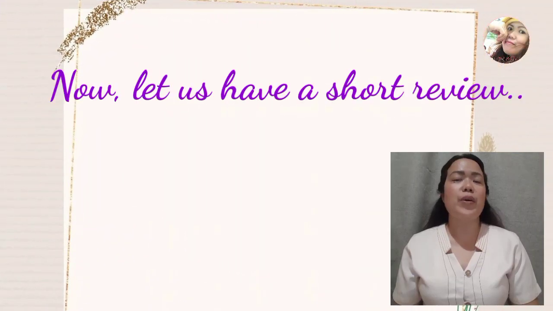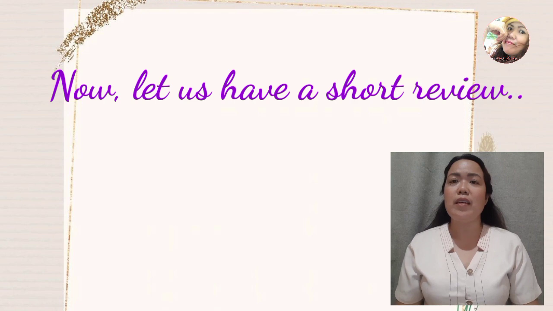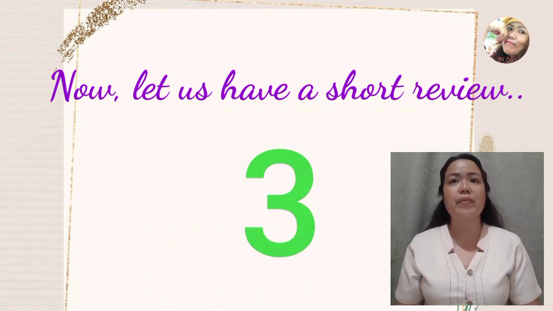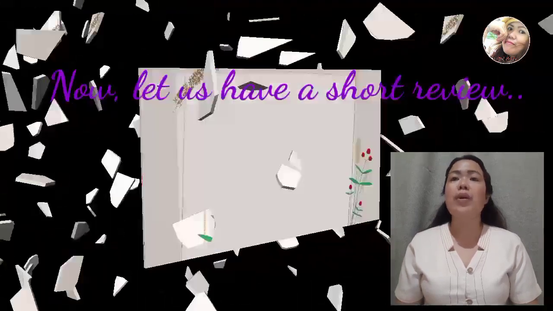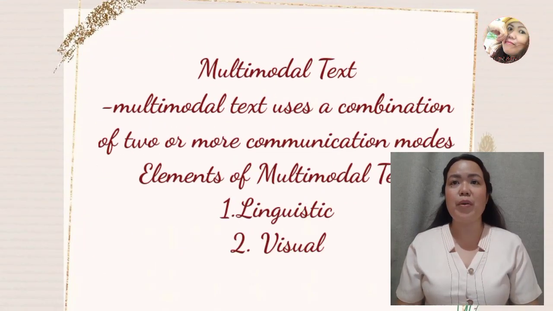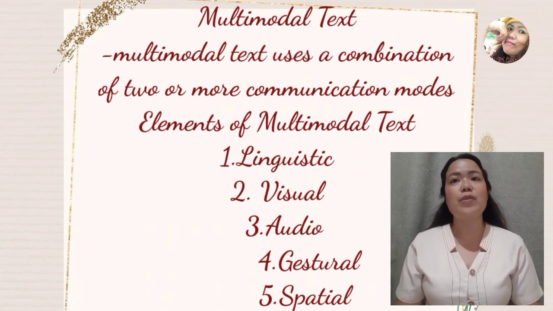Now let us have a short review. 1, 2, and 3. Are you ready? Okay. So a while ago, we discussed multimodal text. Multimodal text uses a combination of 2 or more communication modes. We also have elements of multimodal text. Number 1, linguistic. 2, visual. 3, audio. 4, gestural. And number 5, spatial.